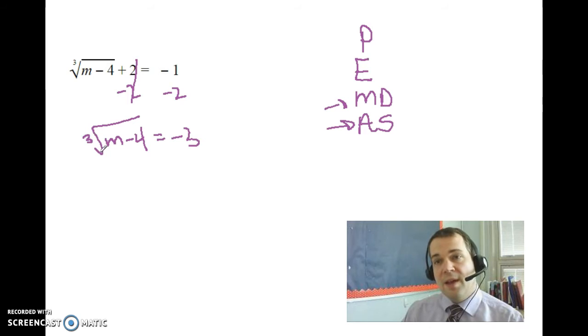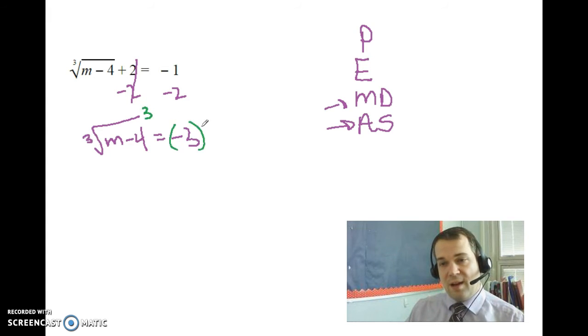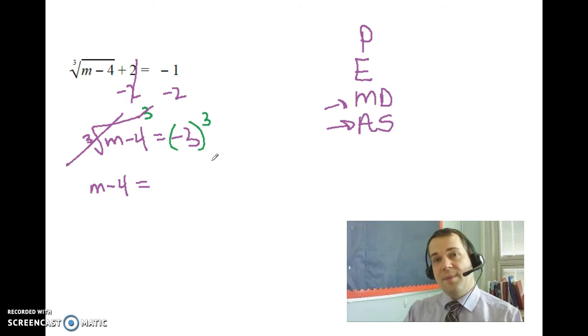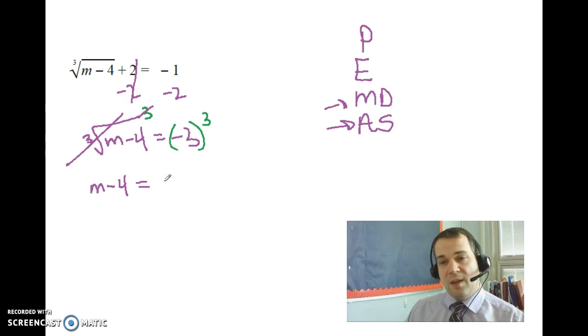Radicals and exponents are two sides of the same coin, so the next thing to deal with is this third root. And the way you cancel a root is to use the equivalent power. This is a third root, so I'll take this side to the third power, and I'll take this side to the third power. The power and the root knock each other out, leaving just the m minus 4 on the left. They just cancel. This means take negative 3 times negative 3 times negative 3. If you do that, you will get negative 27.